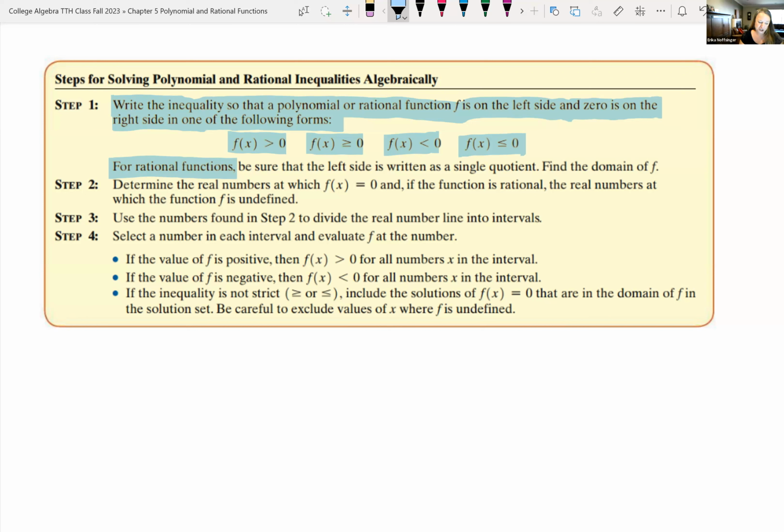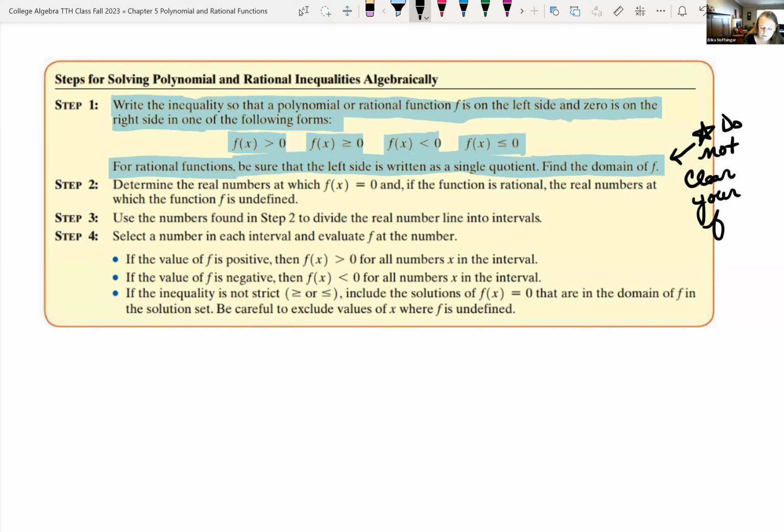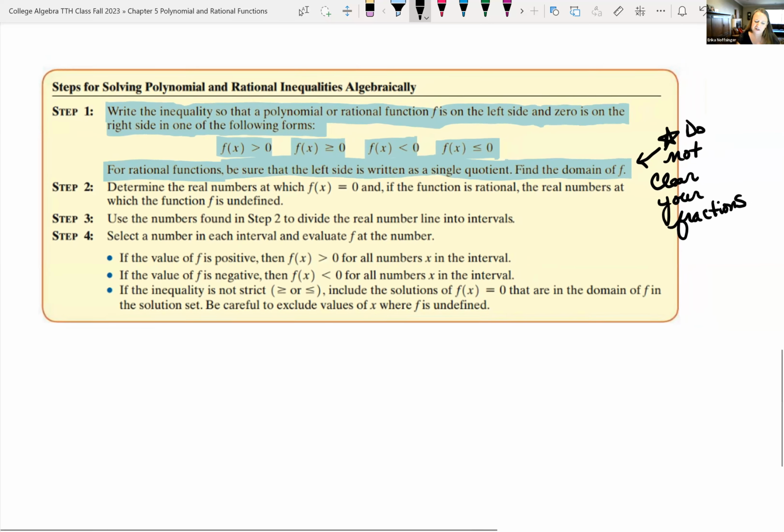So for rational functions, be sure that the left side is written as a single quotient and find the domain of f. Do not clear your fractions. That is one of the most common errors that I see when I'm grading the work for this stuff. So do not clear fractions for rational inequalities.